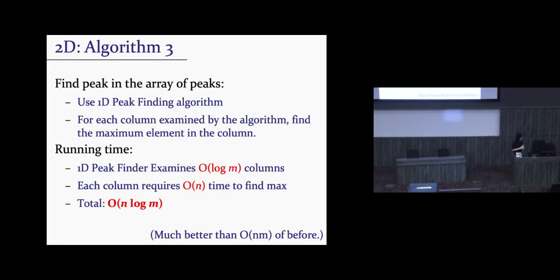So how do we analyze the running time? Well, the 1D peak finding algorithm needs roughly log m columns, and each column requires O(n) time to find the maximum, right? So the total running time, instead of being O(nm), is now O(n log m), right? Time savings, right? Ooh, okay, save on a bit of time.